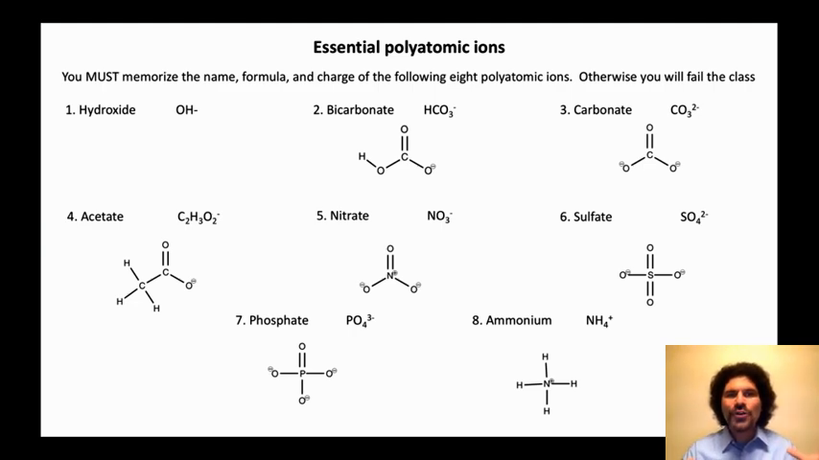Okay, so those are the 8 essential polyatomic ions. I don't care how you do this, make flashcards. You don't have to memorize the structures. You just have to memorize their name, formula, and charge. But if the structures help you, and in a class this size there will be somebody for whom the structures help, that's why I have included them.